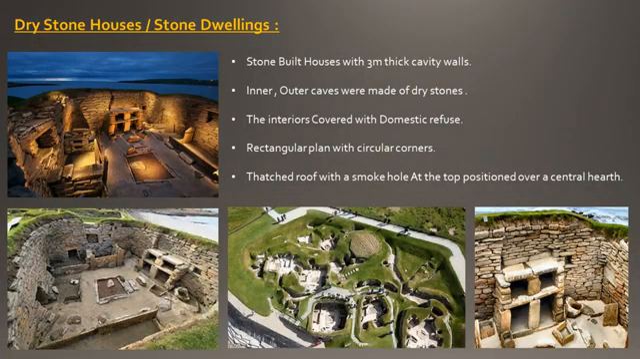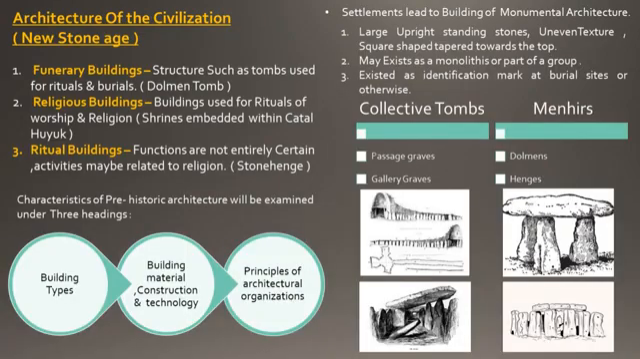Second, dry stone houses. Stone-built houses with 3 meter thick cavity walls, inner and outer faces made of dry stones, and the interior covered with domestic refuse. The plan was rectangular with rounded corners, thatch roofed with a smoke hole at the top positioned over a central hearth. The Stone Age era developed three main types of buildings: funerary buildings, religious buildings and ritual buildings.